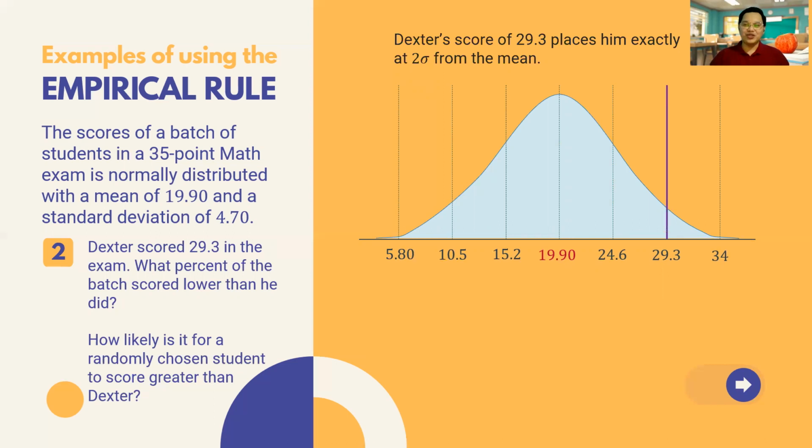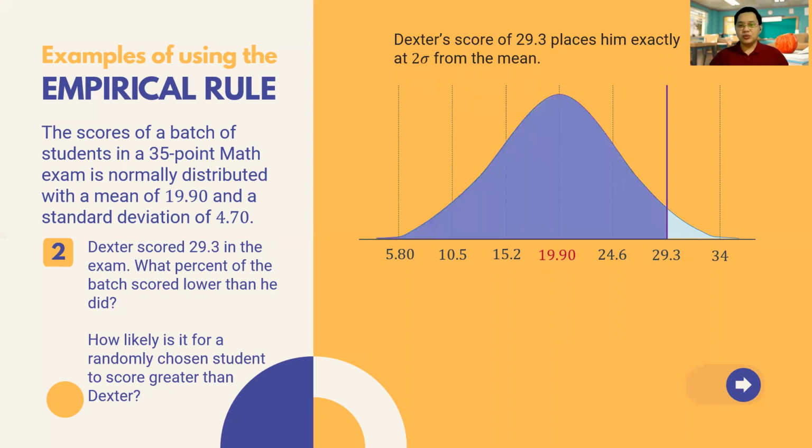And it's convenient because we will actually be able to make use of the empirical rule to answer the question of what percent of the batch scored lower. So since what we are after is identifying the percentage of the batch who scored lower than Dexter, who scored 29.3, using the position of his score along the x-axis, we're actually after the area that is covered by the region to the left of 29.3. And that's the shaded region that we see over here in purple. We need to determine what that area is by making use of the empirical rule.